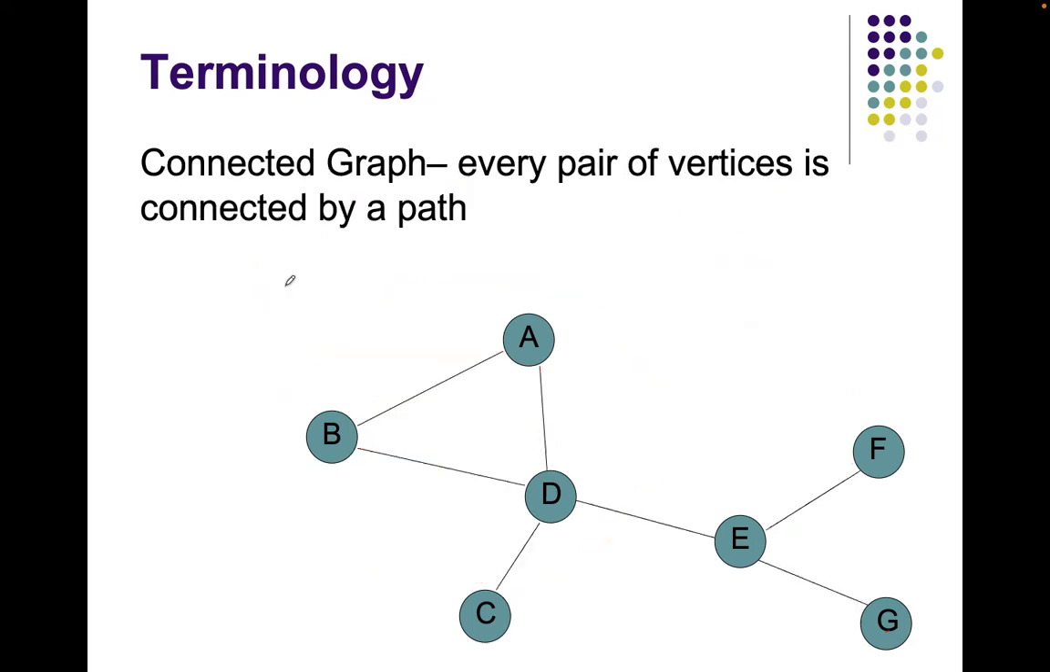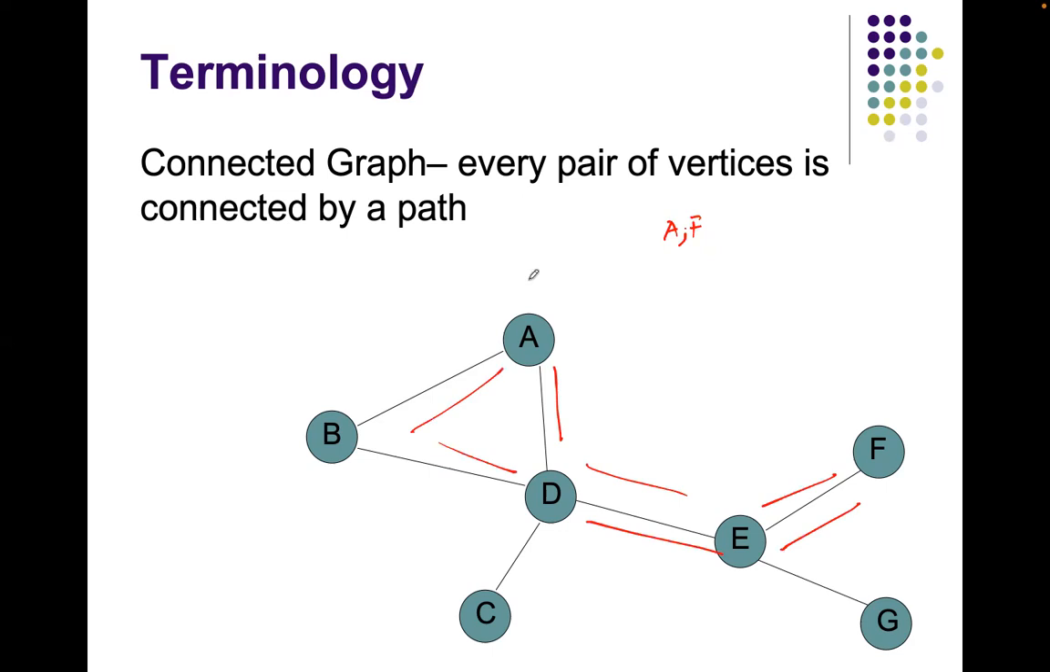A connected graph means every pair of vertices is connected by a path. So if we just select any pair of nodes from this graph, we should be able to find a path between them. For example, let's pick A and F. Is there a path between A and F? If I look at that, I actually have a path. I can go from A, D, E, F. That's a path. I have another path, A, B, D, E, F.